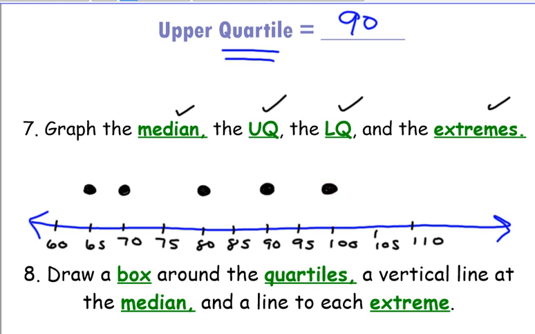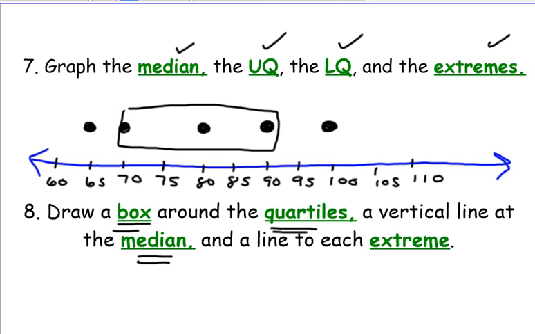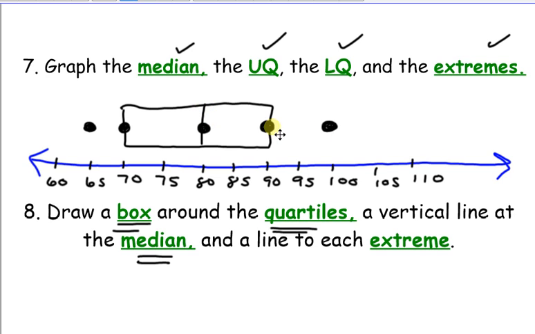And we are almost done. The last step is to draw a box around the quartiles and put a vertical line at the median. Okay? So what we're going to do is draw a box at the quartiles, and I didn't do a very good job, so let's try that again. And put a line down the median, and then we're going to draw the whiskers, and those just go out to the last two parts. And that is it. You have drawn a box and whisker plot.